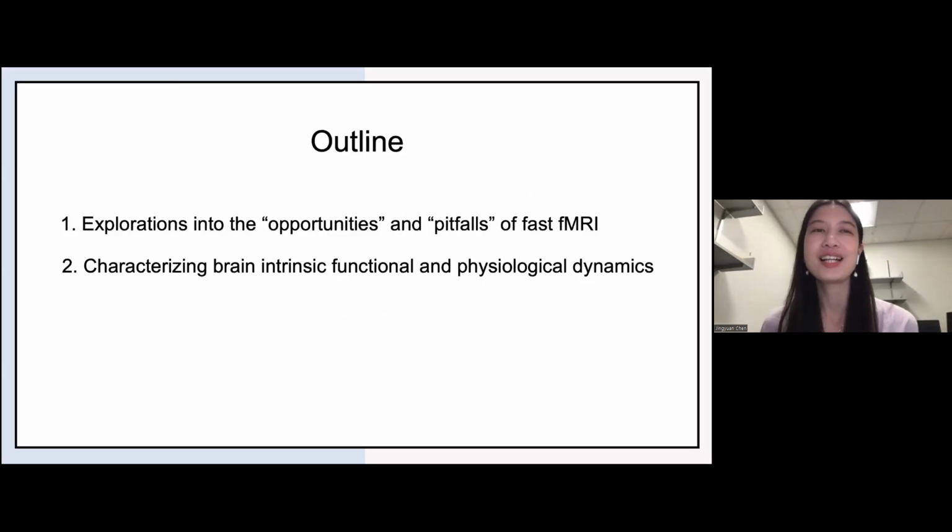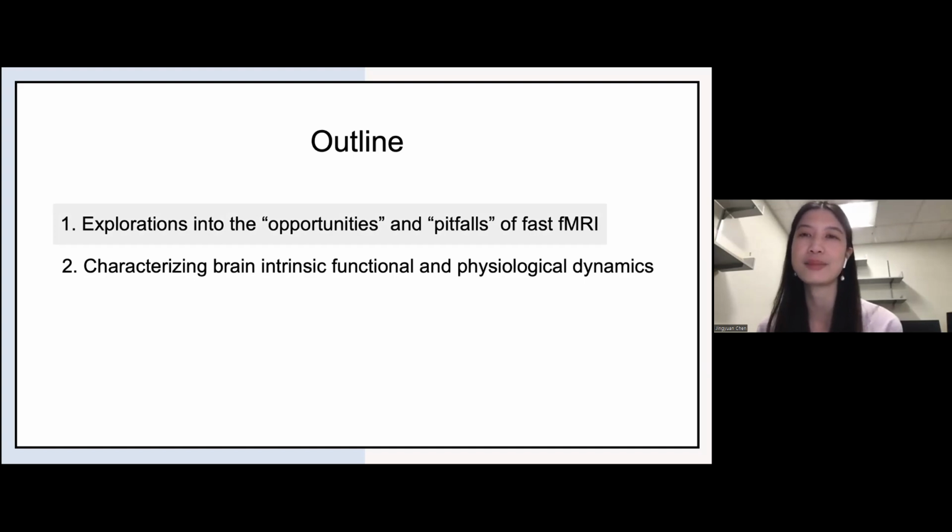So that's kind of my general interest. For my talk today, I will cover two threads of research, and for each thread, I align with one theme. For the first part of my talk, I will share some explorations into the opportunities and pitfalls of fast functional magnetic resonance imaging. That's a primary modality I've been focusing on for quite a while.